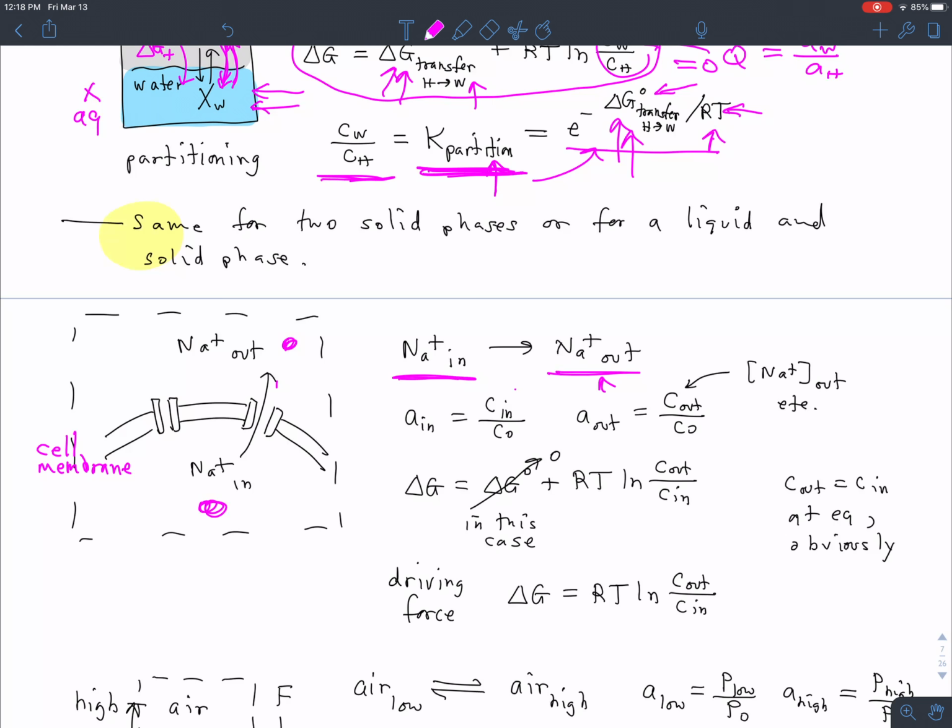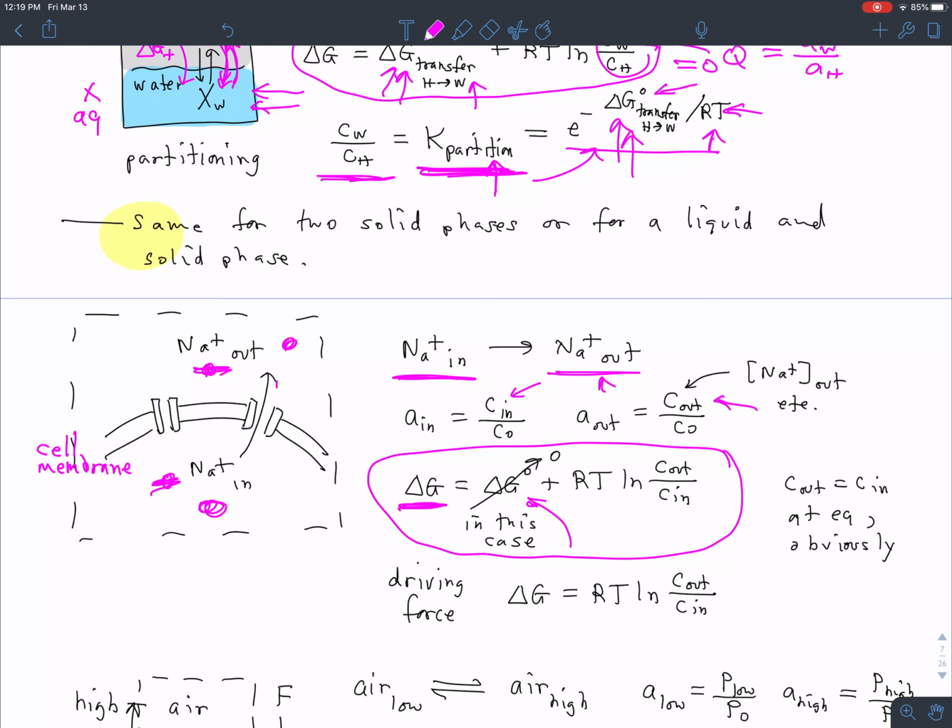The activity on the inside would be the molar concentration on the inside divided by standard state. The activity on the outside is again the molar concentration on the outside. We can write our delta G relationship for that reaction. But in this case, there's no standard state delta G, right? Because nothing has changed in going from the inside to the outside. That's what's special or weird about this case. There is no change in the delta G in going from inside to outside. So the delta G naught in this case is just 0.